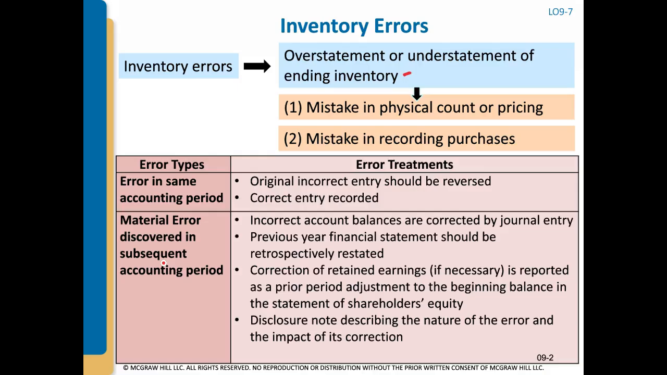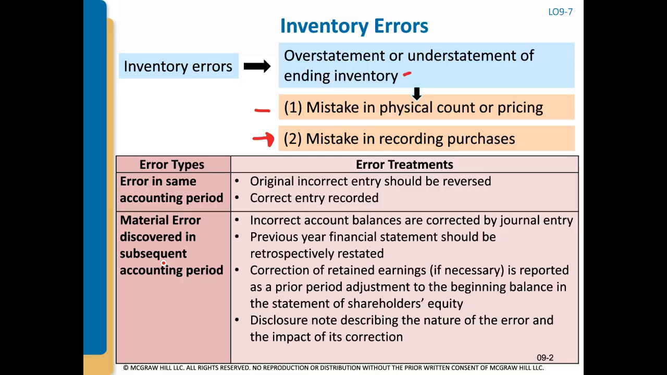That could happen if there's a physical count mistake or a pricing mistake or just an overall accounting calculation, software mistake or Excel mistake, anything. And there could be a mistake also in recording the purchases, right? Many mistakes can happen. So when that happens, the question is, how do we treat them? How do we account for them?